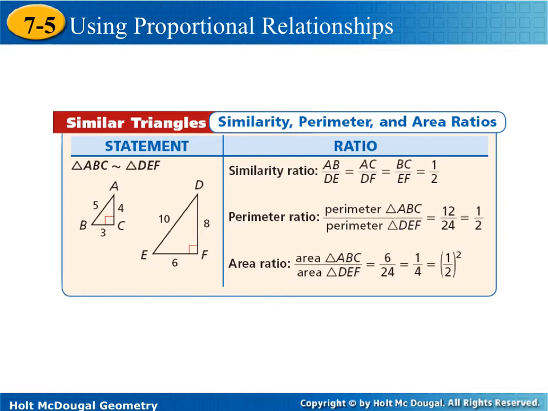So if our triangles are similar and they have a similarity ratio of 1/2, their perimeters are going to have that same ratio of 1/2. So if their similarity ratio is 1/2, then their perimeter ratio will also be 1/2. And their area ratio will be the same thing, but squared. So it'll be that 1/2 squared. So similarity and perimeter ratio are going to be the same. In area, we just square the ratio.